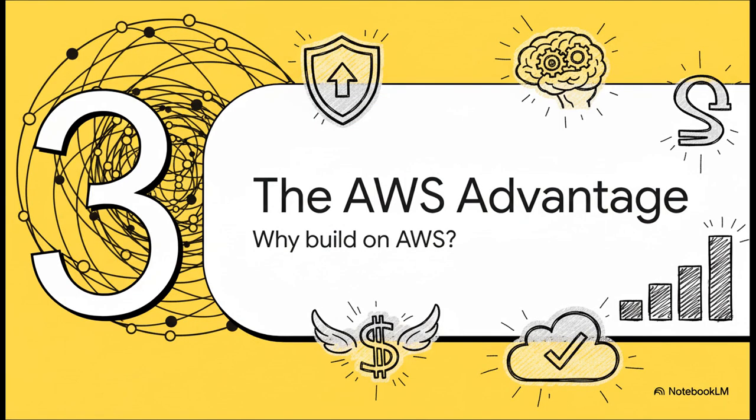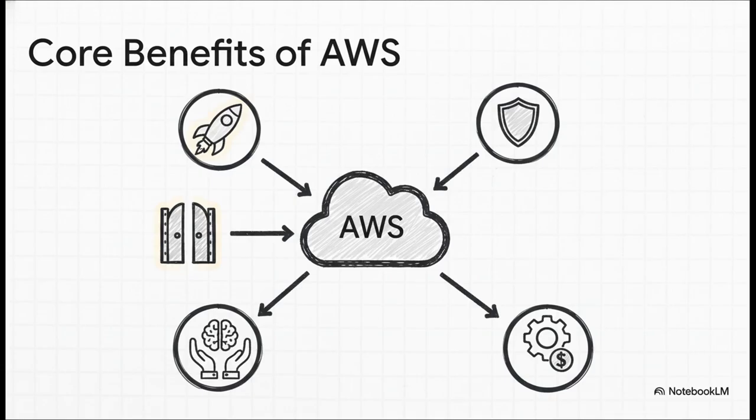Okay, so we've seen the tools. Now let's talk about the payoff. This brings us to Section 3, the AWS advantage. Why should you build your AI apps here in the first place? What's the real benefit? Well, when you build on AWS, you get a bunch of critical advantages right out of the box. We're talking enterprise-level security, help with compliance, frameworks for responsible AI. But for builders like us, the two biggest wins are right there at the bottom: a dramatically lower barrier to entry and just incredible speed to market.